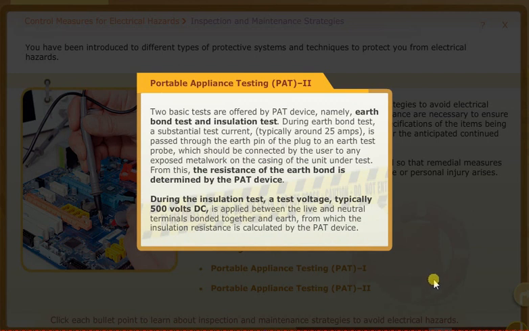Portable Appliance Testing, or PAT 2. Two basic tests are offered by a PAT device, namely earth bond test and insulation test. During the earth bond test, a substantial test current, typically around 25 amperes, is passed through the earth pin of the plug to an earth test probe, which should be connected by the user to any exposed metalwork on the casing of the unit under test. From this, the resistance of the earth bond is determined by the PAT device. During the insulation test, a test voltage, typically 500 volts DC, is applied between the live and neutral terminals bonded together, and earth, from which the insulation resistance is calculated by the PAT device.